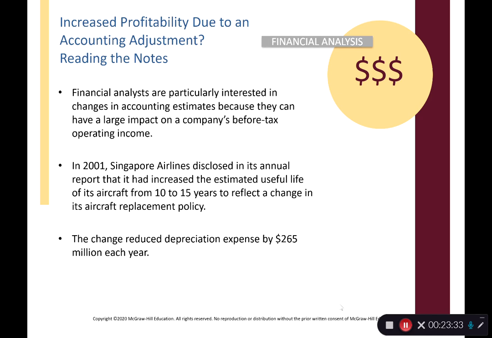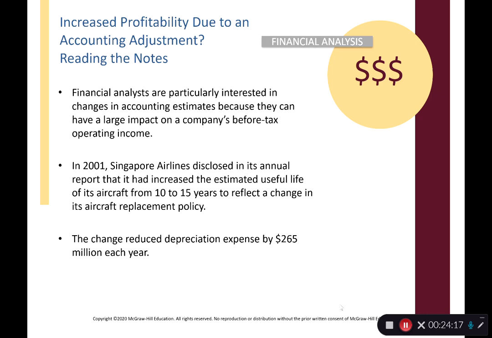Because each method gives us a different answer, we need to disclose the method that we use in the notes to the financials. And then financial analysts are particularly interested in any changes to accounting estimates, because if we change the estimated useful life, it's going to have an impact on the end result of our depreciation, which in turn impacts net income. As an example, Singapore Airlines disclosed in its annual report it increased the estimated useful life on its aircraft from 10 to 15 years to reflect a change in its replacement policy, and that resulted in reducing depreciation by $265 million each year, which in turn resulted in increasing income by $265 million each year.